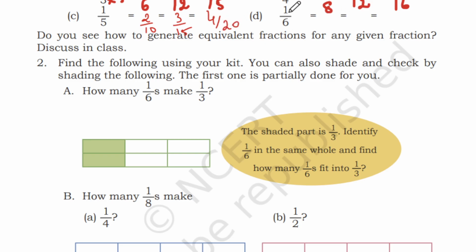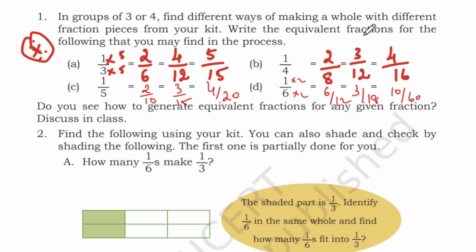Then you can do for 1 by 6. Multiply by 2, here also 2. 6 ones are 6, 6 twos are 12. 6 by 12. You multiply by 3. 3 ones are 3, 3 sixes are 18. You can even do with 10 also. So 10 ones are 10, 10 sixes are 60. Okay, like this you can do multiple. And this one is going to be your exam important question, students.